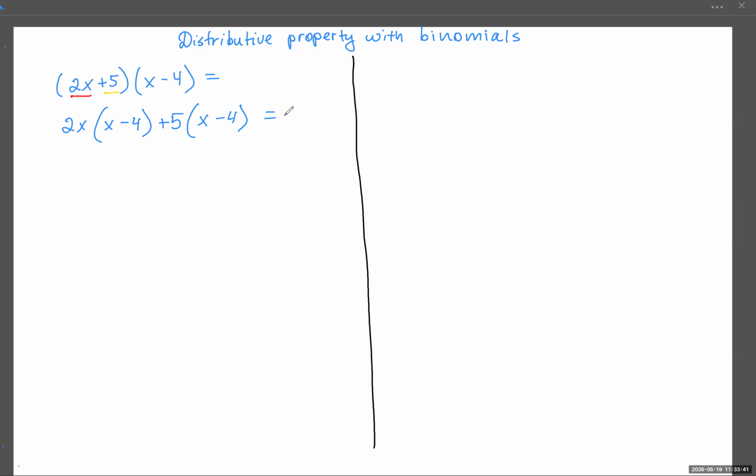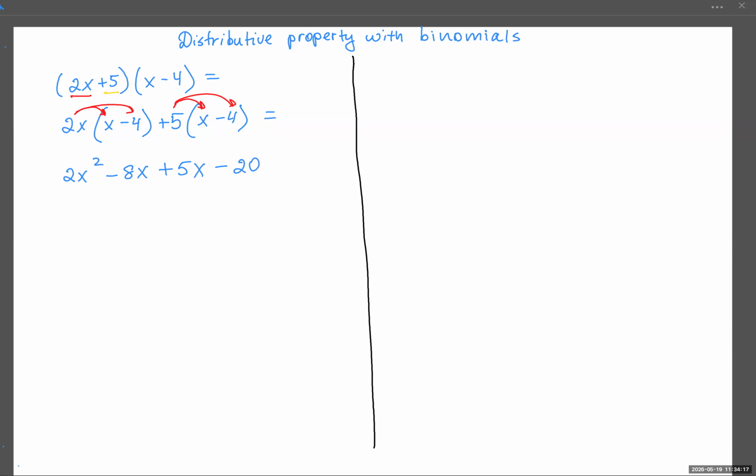So now that we have written it this way, all we have to do is multiply 2x by x and by -4, and then multiply 5 by x and by -4, and then do like terms. So that's what I'm going to do now. 2x times x is 2x squared. 2x times -4 is -8x. 5 times x, that's positive 5x. 5 times -4, that's -20.